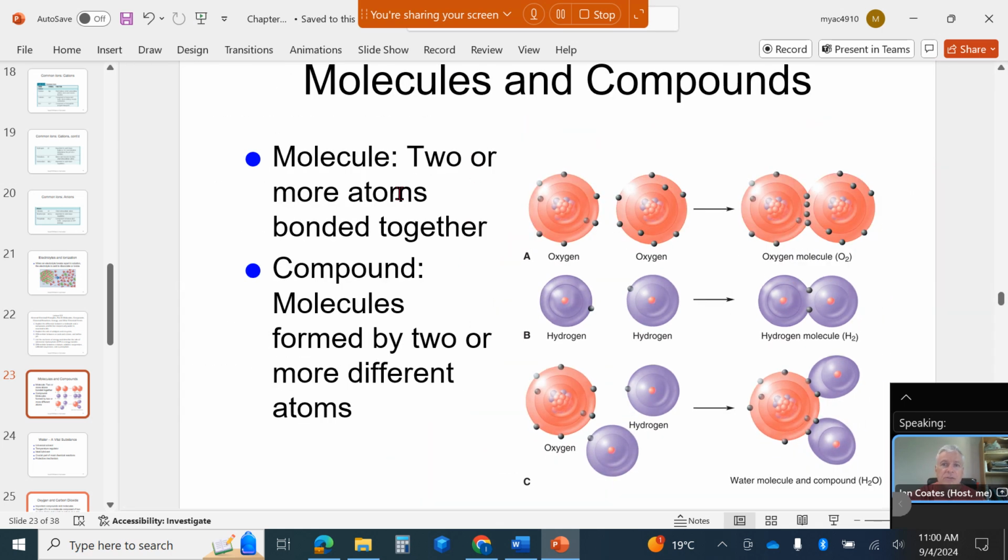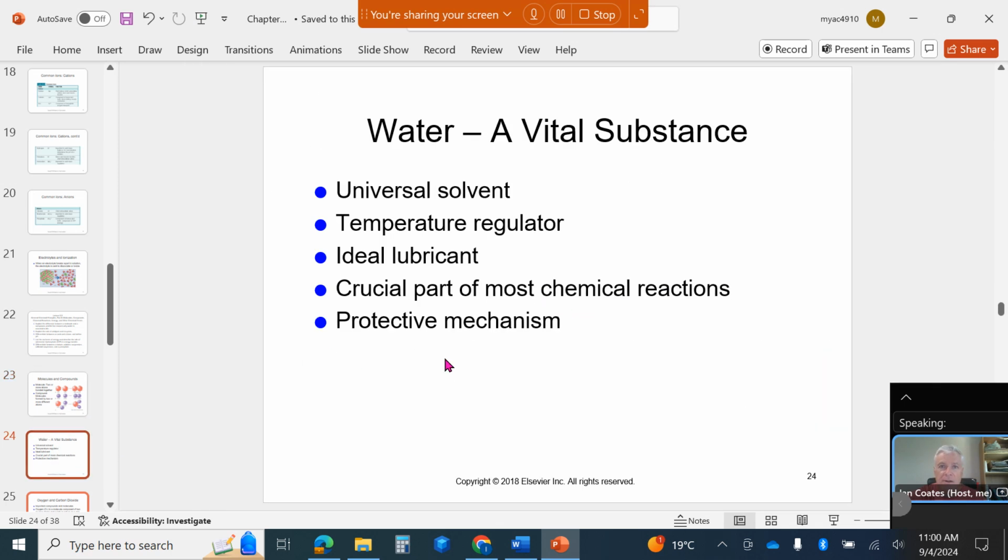So molecules are two or more atoms bonded together. A compound is a molecule formed by two or more different atoms. We'll get more into these as we go. So water, a vital substance, universal solvent.